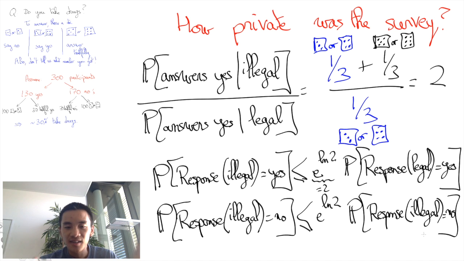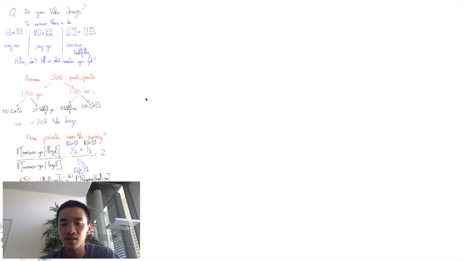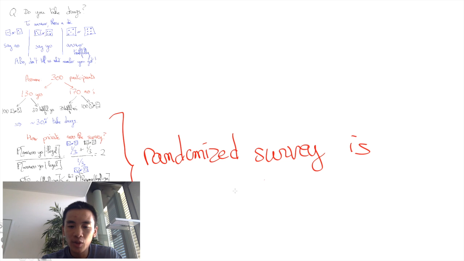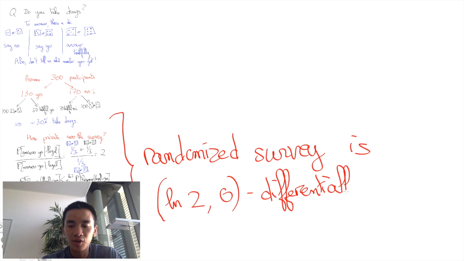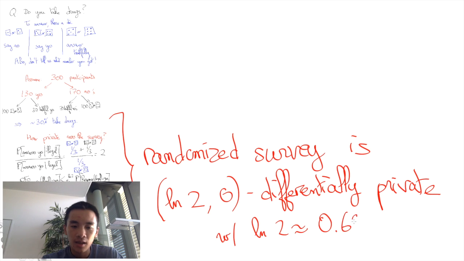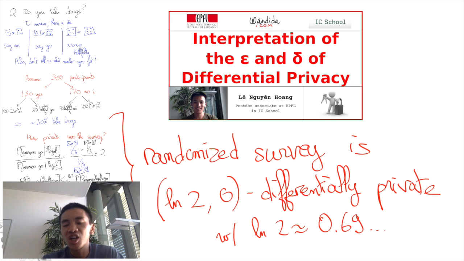Now, there is a slight technicality here using differential privacy, because here the database is actually always only a singleton. It cannot be an empty set and it cannot be more. But if we say that legal versus illegal is at distance 1, we conclude that our randomized survey was log 2 differentially private. So log 2 is about 0.69. In other words, it is differentially private for epsilon equal to log 2 and delta equal to 0, which, as we've discussed, is a pretty good privacy guarantee.